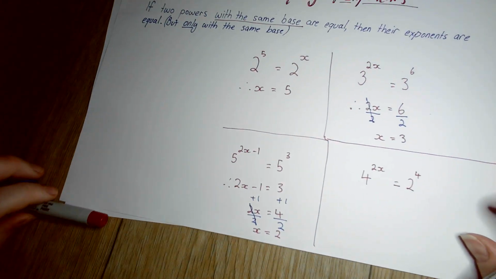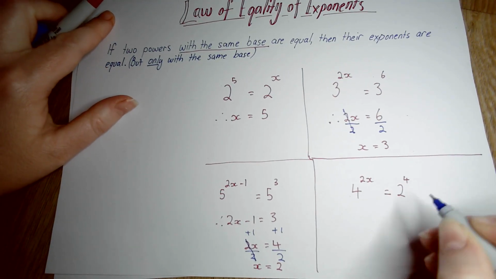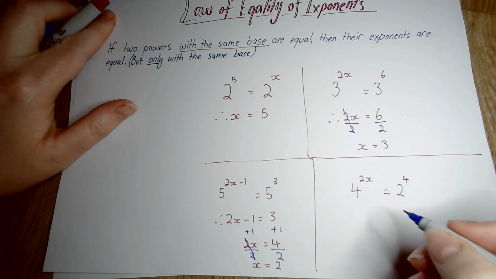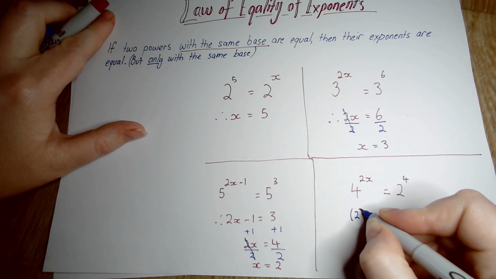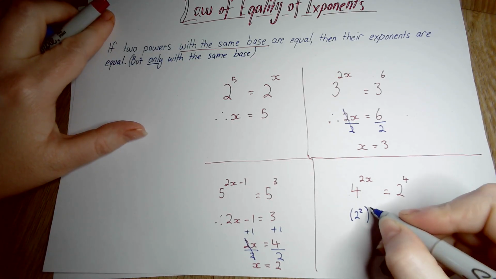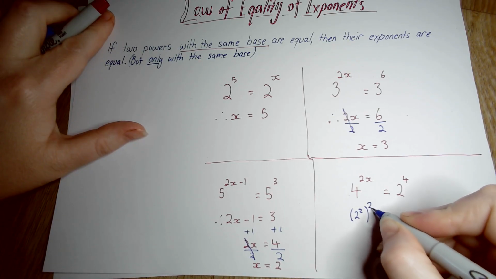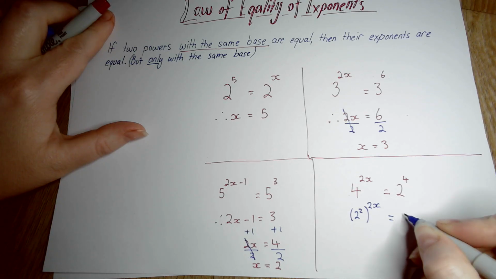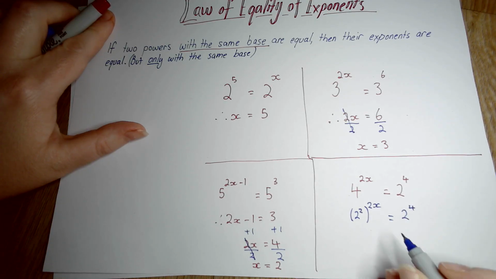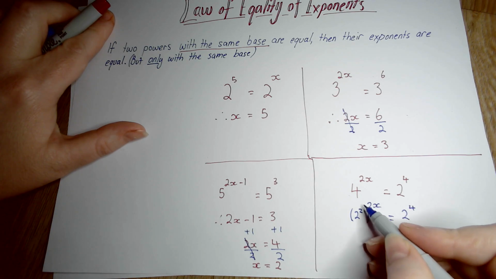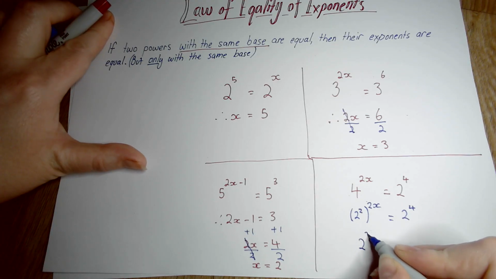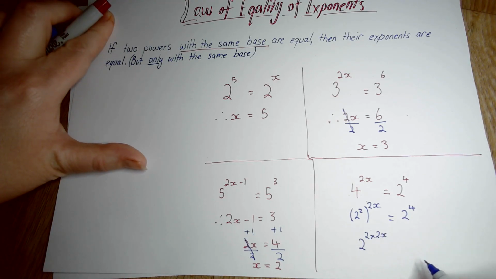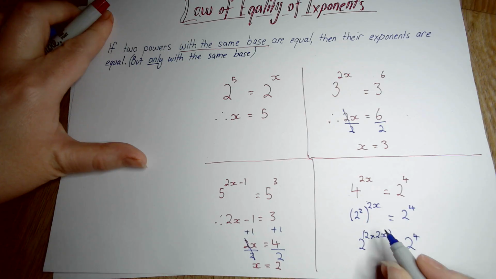This one, so if we had 4 to the power of 2x equals 2 to the power of 4, we can replace the 4. So again, we're going to replace the 4 with 2 squared. So we've now got 2 squared to the power of 2x equals 2 to the power of 4. Now this is where it gets a little bit tricky, because remember we're going 2 to the power of 2 times 2x, the whole thing, equals 2 to the power of 4.